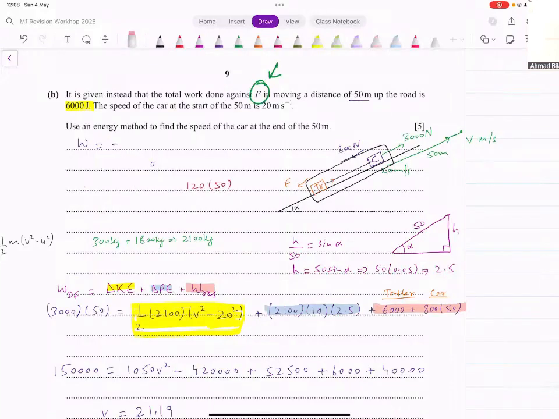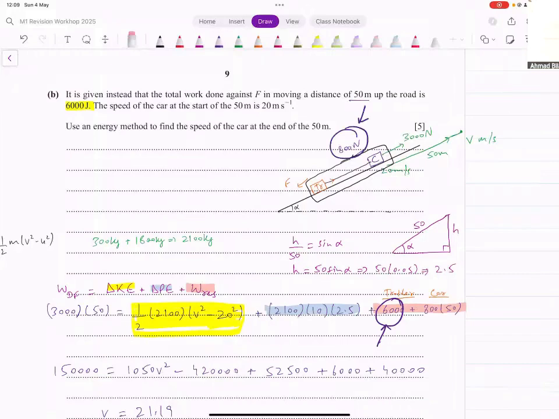We do not need to find F here. I'll just remove that from here. We are already given the work done against the resistance. That's 6,000 for the trailer. But for the car, it's not given. On the car, there is another resistance acting, and that is 800 Newton in the backward direction.